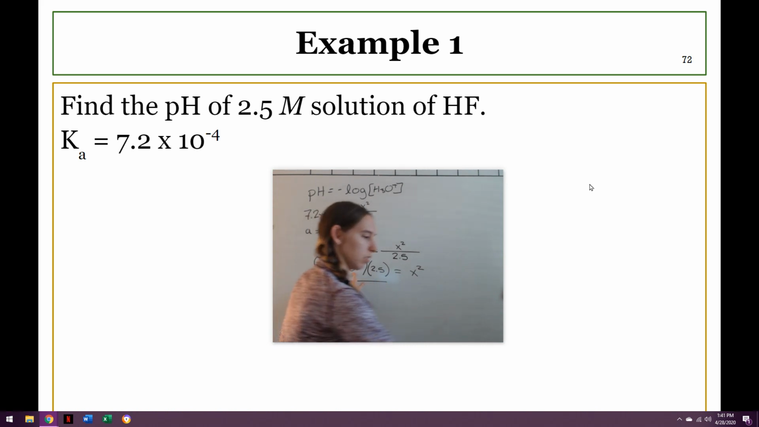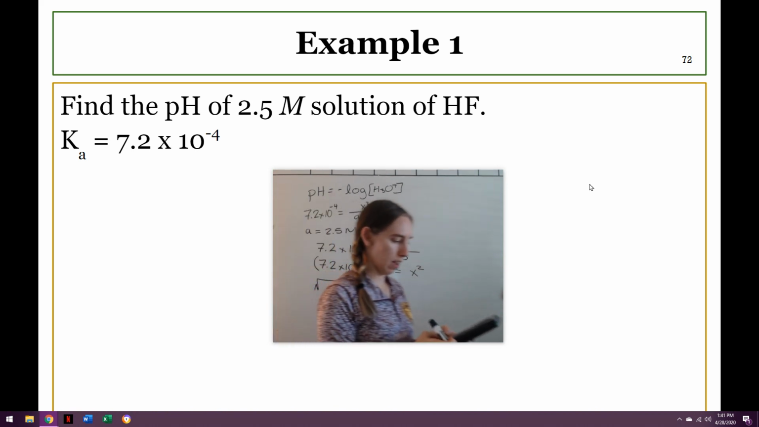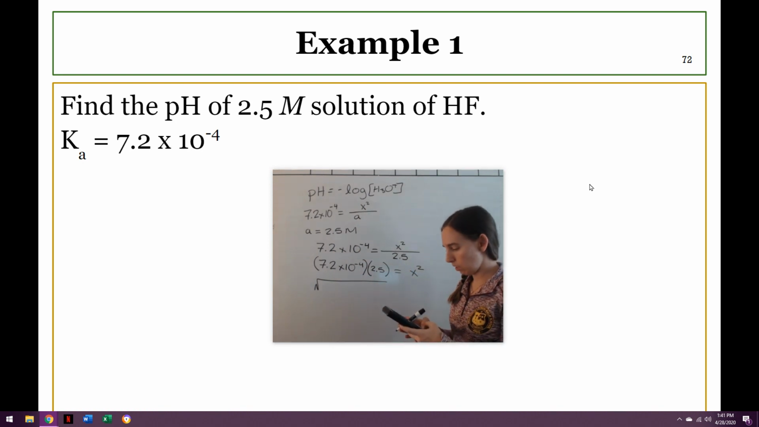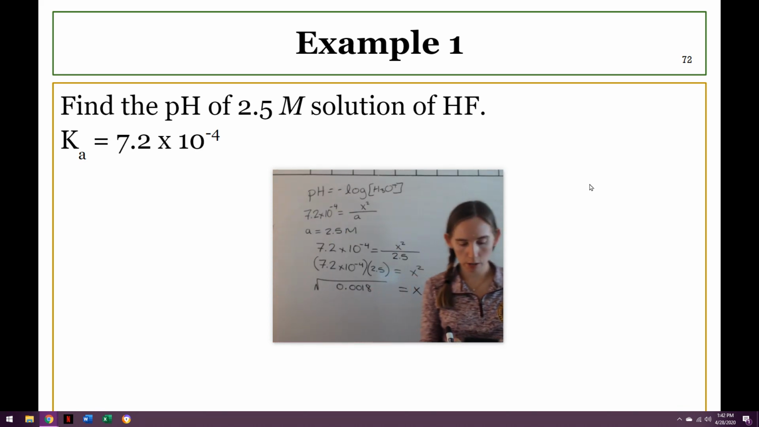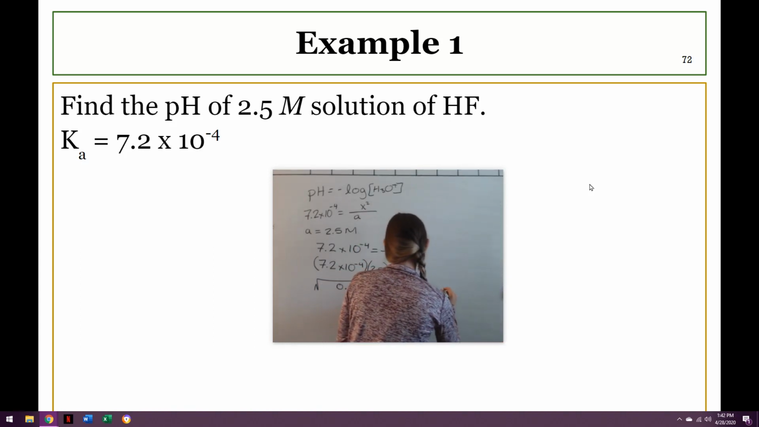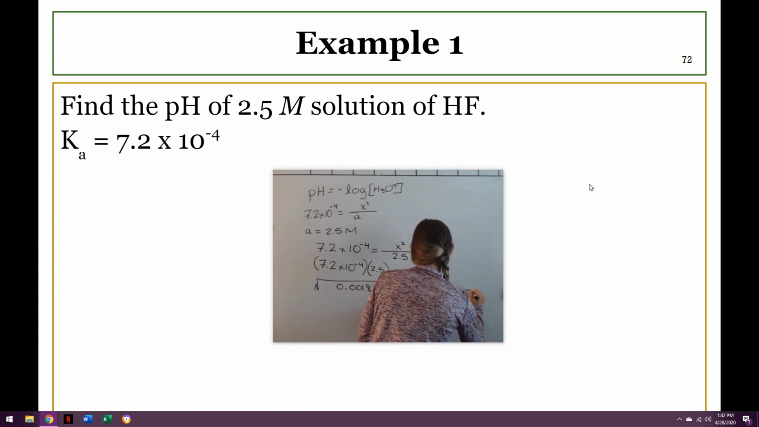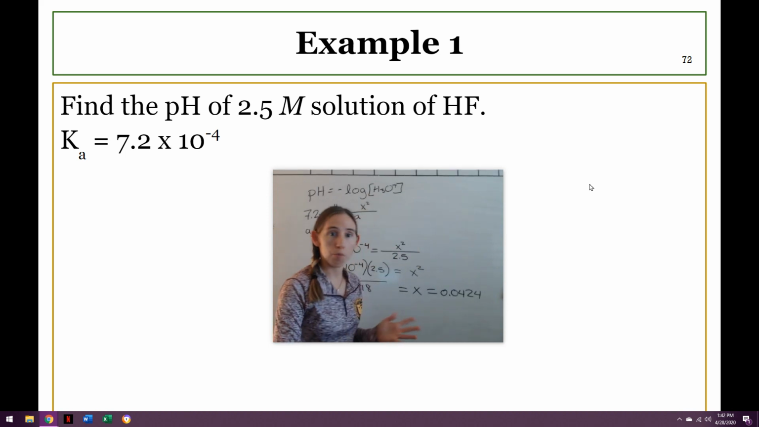let's go ahead and actually solve this to get some of our math done here. 7.2 times 10 to the negative 4 times 2.5 is 0.0018. So now let's take the square root of that. And then that means X is equal to 0.0424.